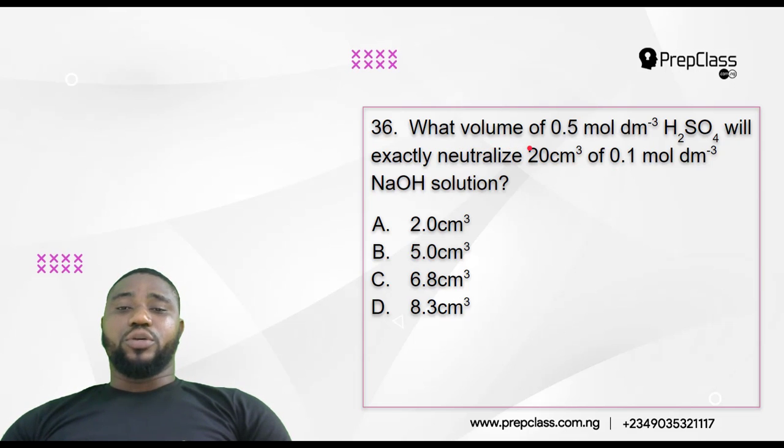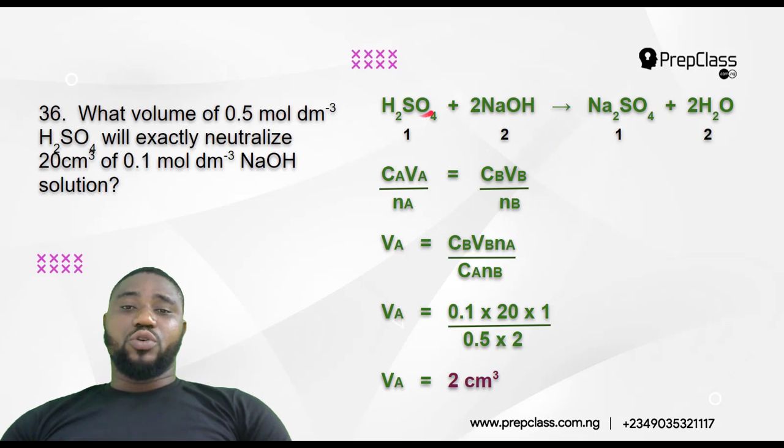So now, that's question 36: what volume of 0.5 mole per dm cube H2SO4 will exactly neutralize 20 cm cube of 0.1 mole per dm cube NaOH solution? This is a titration question. An acid, H2SO4, reacting with a hydroxide, NaOH. So the first thing you need to do is to write the equation of reaction. From the equation of reaction, H2SO4 will react with NaOH to give you Na2SO4 plus H2O.